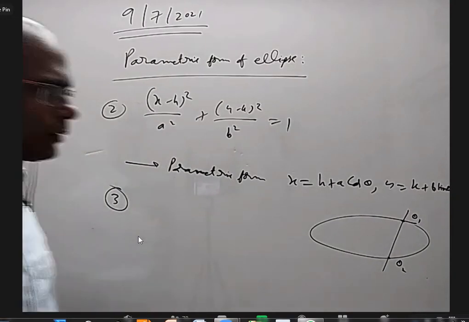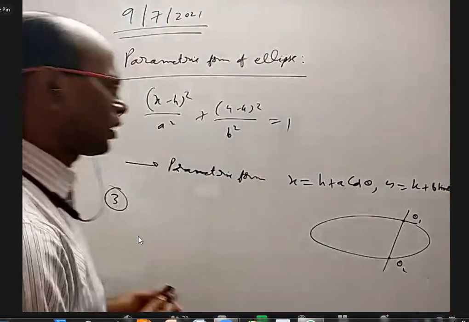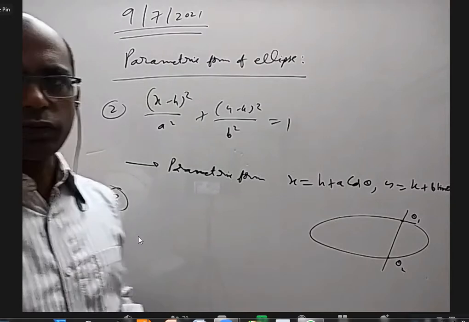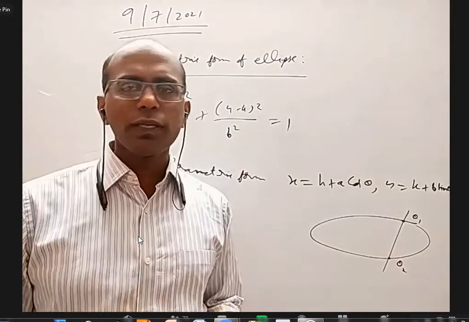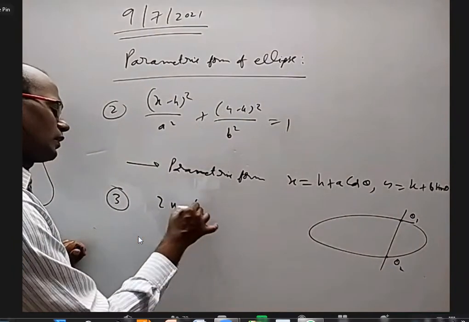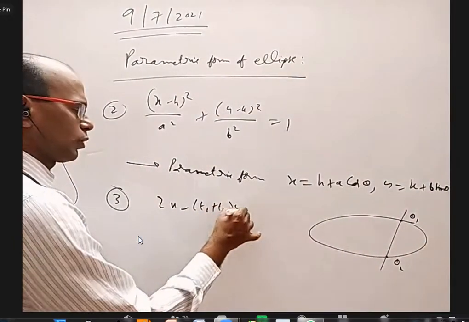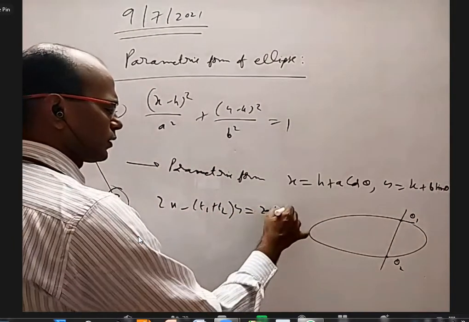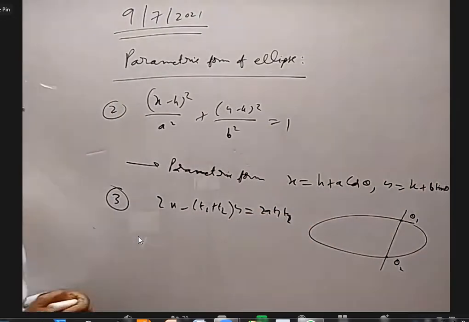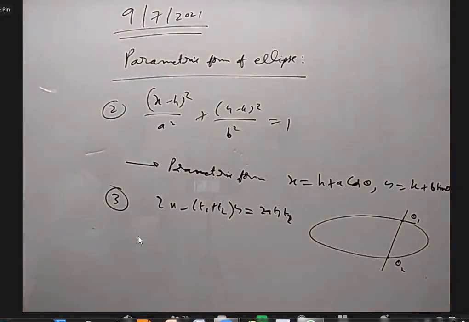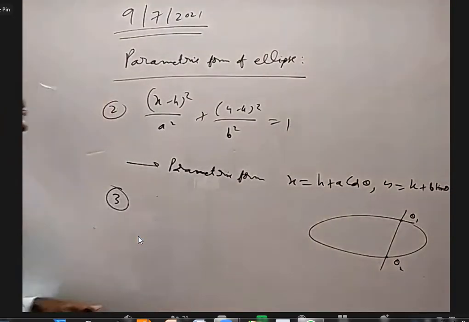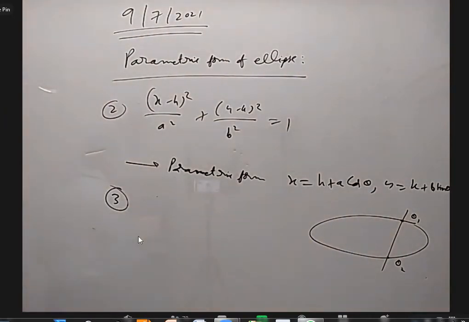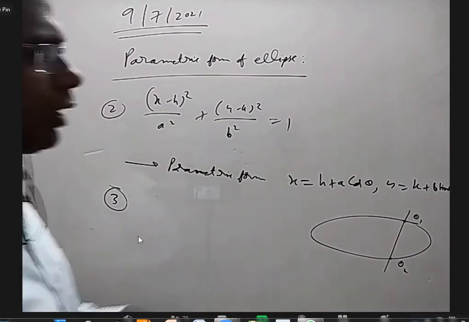But apart from that, I want to find the equation of the chord joining θ1 and θ2. Like in the parabola chapter, the chord joining T1 and T2 is 2x minus (T1 plus T2)y plus 2a T1 T2 equals 0. Something like that was the formula, right? Like that, here also we have a formula. How to derive that?